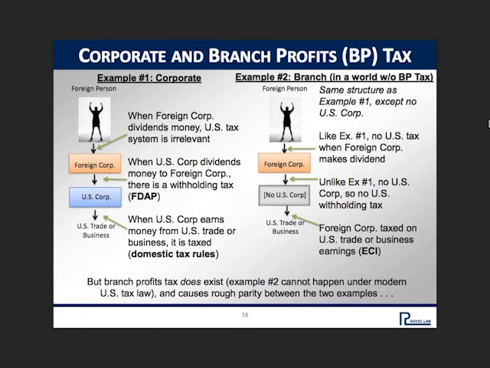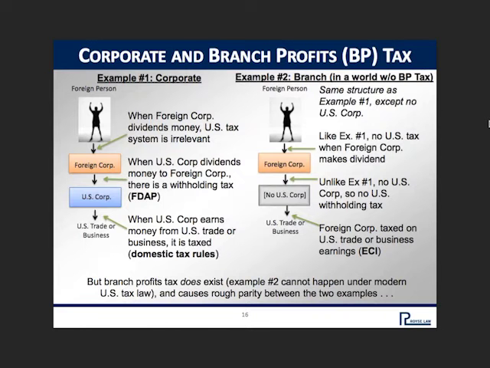Now, what if we did this a little bit differently and we lived in a world where there is no branch profits tax? Well, moving to example number 2, we have the same structure, except you'll see that there's no U.S. corporation. There's just kind of a gray, transparent hole where the corporation was. So starting from the bottom, we'll have the U.S. trader business earn income. It will be taxed under the ECI regime, which Art mentioned earlier. Then moving up, you'll see that there is no withholding tax because there's no U.S. corporation to pay a dividend. Then moving on up, we're still going to be like example number 1, and we'll be outside the U.S. tax system when the foreign corporation makes a dividend.